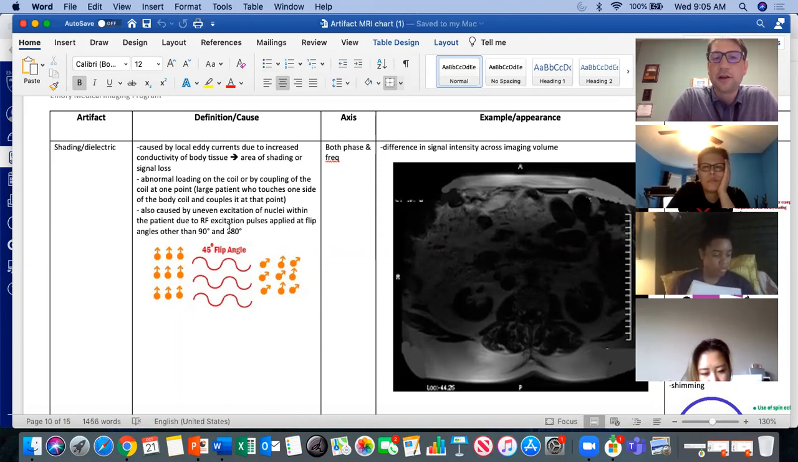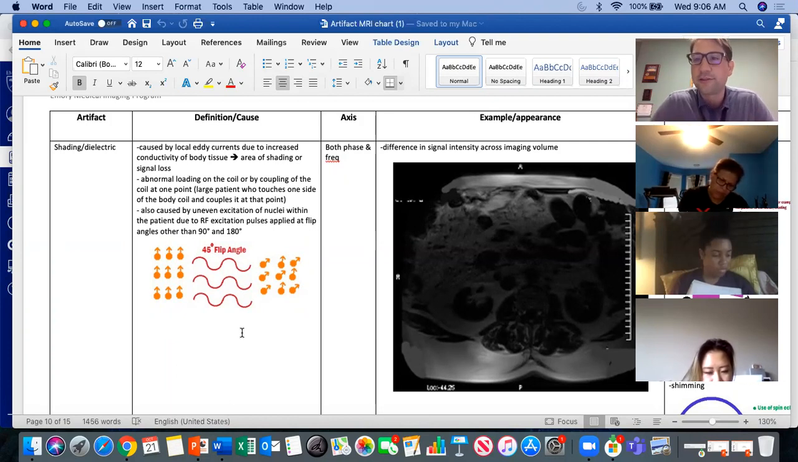And then it can also be caused by uneven excitation of nuclei within the patient due to RF excitation pulses applied at flip angles other than 90 and 180. And 90 and 180 are great because usually we flip those nuclei right into that transverse plane, which is where we collect the signal. And 180, usually that's good too, because that completely refocuses our spins and allows our signal to regrow. But if you use other flip angles, sometimes it's not always flipping it exactly 45 as they say.